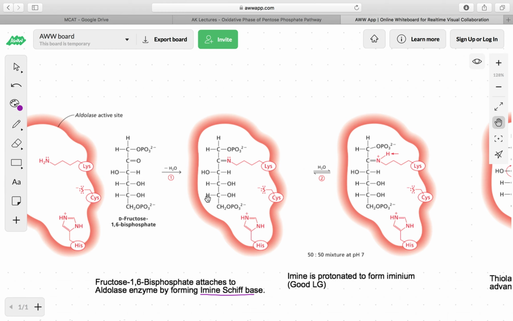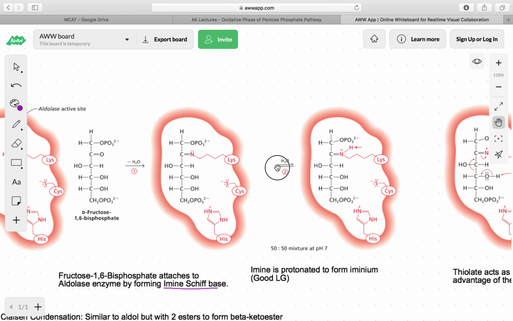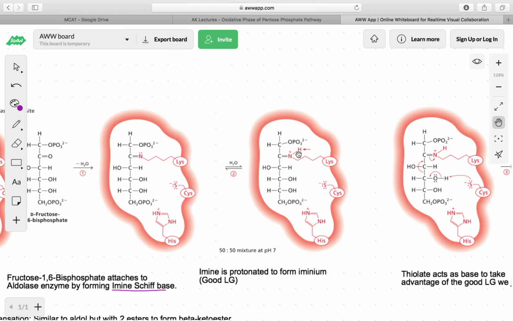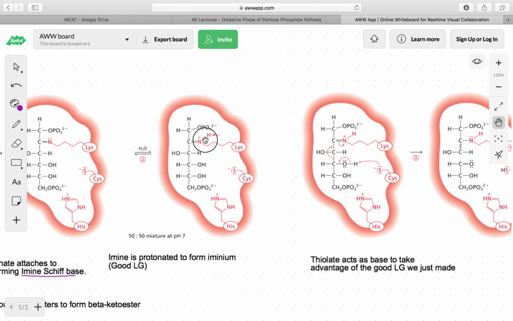So now let's proceed with the reaction. The first thing we do is we form an imine here, and let's form a good leaving group out of it. In order to form a good leaving group, we know we have to protonate it. So let's grab a proton from solution, and let's form this hydrogen here. So here we formed an iminium ion from the imine, and we created a good leaving group. So what's the purpose of this good leaving group? Well, we'll take advantage of it in the next step.